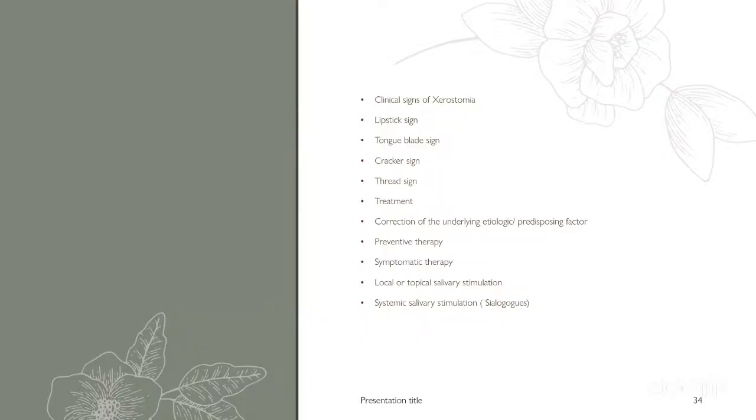These are the other clinical features. So preventive therapy will be to prevent against caries by topical fluoride application, and symptomatic therapy. Patient can be asked to drink fluids intermittently. Artificial saliva can be used. And then topical salivary stimulation is by use of chewing gums and sour food substances, lemon, etc.